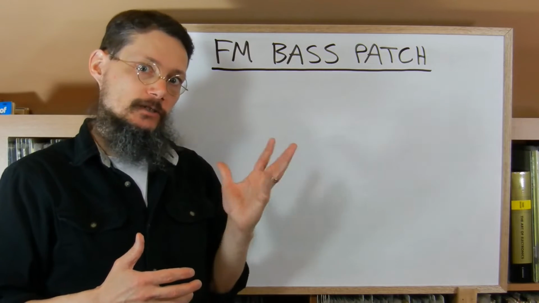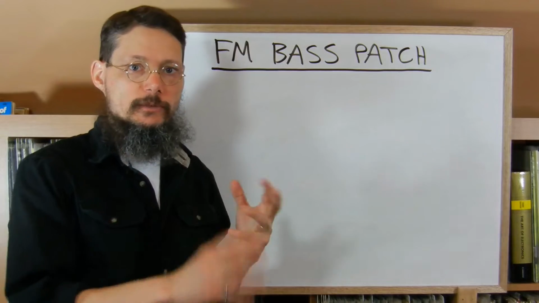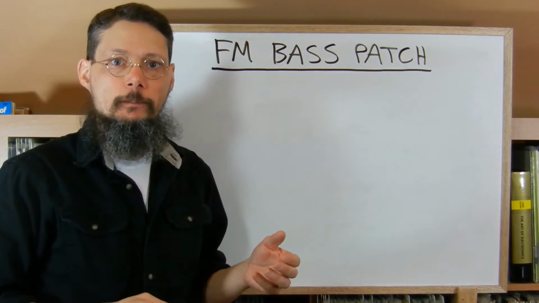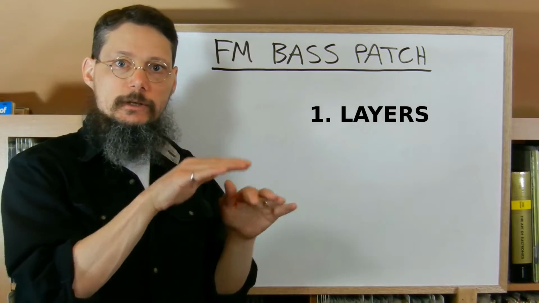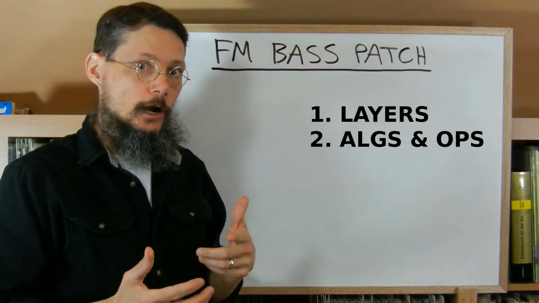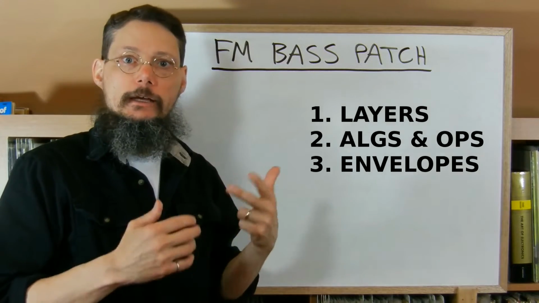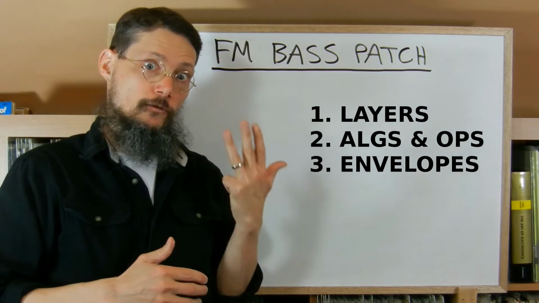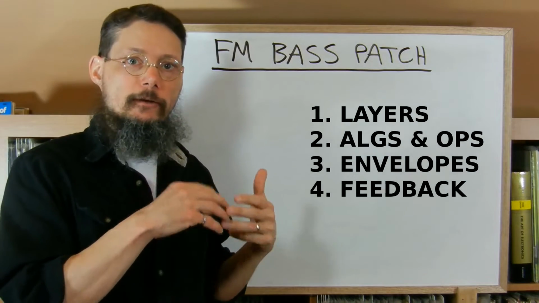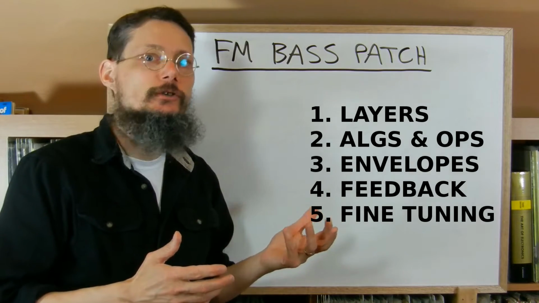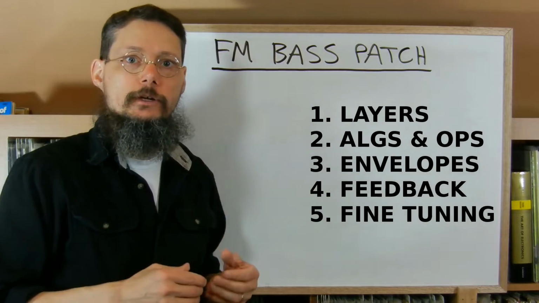I have an approach that has 5 steps to it, and I'll go through the steps very quickly, and then on the whiteboard, I'll go through each one of them in detail. The first step is to split your sound up into layers. The second step is to pick your algorithms and operators. The third step is to choose all the parameters for the envelopes that do the modulation. The fourth step is to look at the feedback loops in your algorithm. And the fifth step is just fine-tuning to bring your sound into focus.